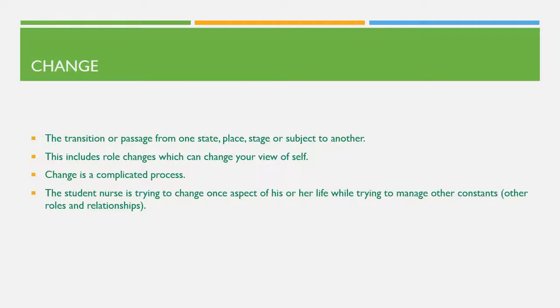So let's go through our learning outcomes for this unit. The first one is to define change, and change really is defined as the transition or passage from one state, place, stage, or subject to another. So this can include role changes, which changes your view of self, which is what you're currently doing in your transition from PN to the RN role. And it can also include the changing of location, the financial change, a status change, change in your marital status, your home life, having a baby, growing up, losing somebody. So change can mean a lot of things. It can also mean just a change in policy at work or change in leadership.